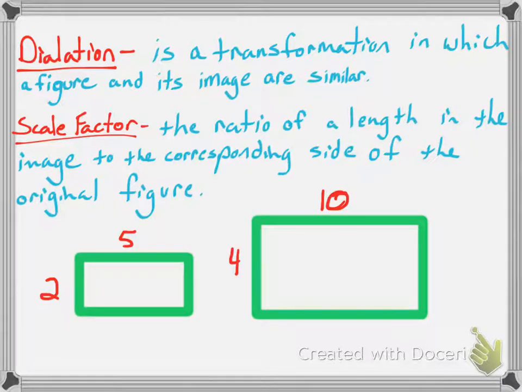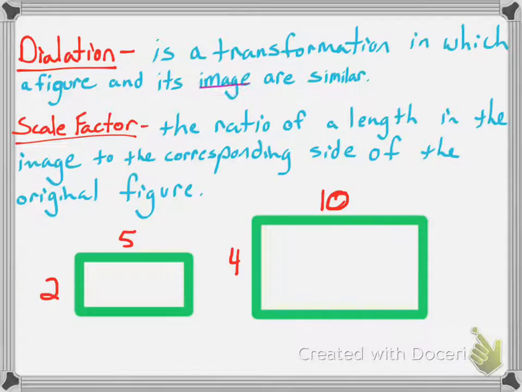Alright, first of all, we have to do definitions. So dilation. A dilation just means that the object changed. It either got bigger or smaller, but it's the same shape. So in other words, we take a triangle and we make it smaller. The triangles are the same, but one's just smaller than the other one. So the actual definition is a transformation in which a figure and its image are similar.